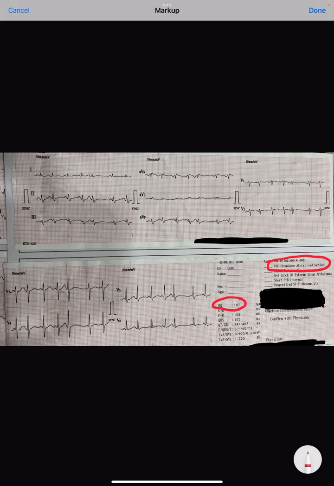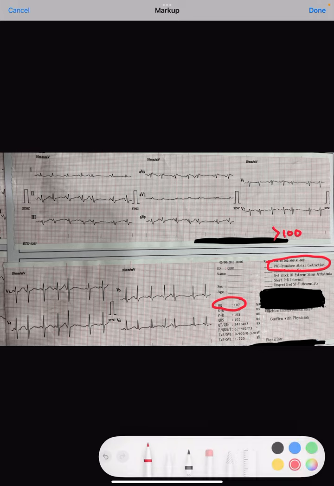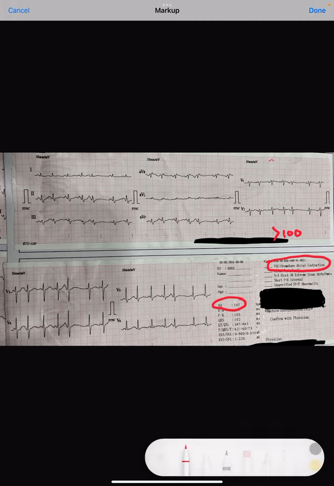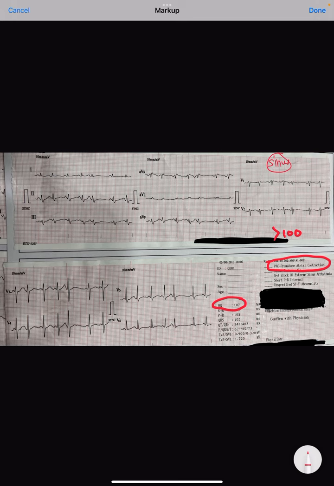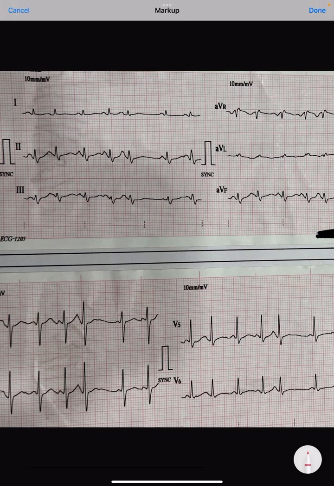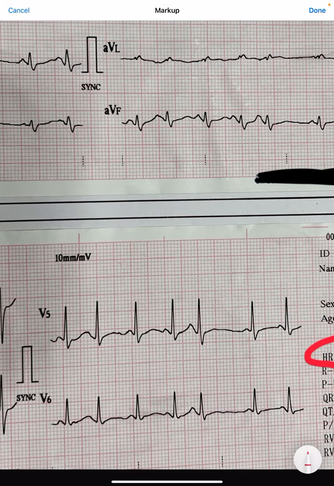So, heart rate is more than 100, so it is tachycardia. More than 100, we call it tachycardia. Now, what is the reason for tachycardia? It can be sinus. If it is sinus, then each and every QRS has to be preceded by the same P wave, the same atrial contraction wave. But here we are not able to see the same P wave.